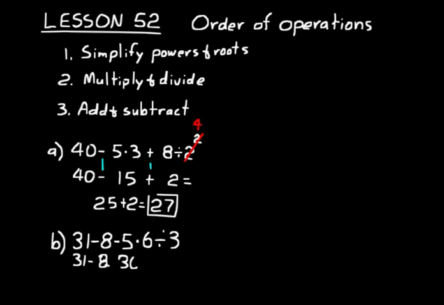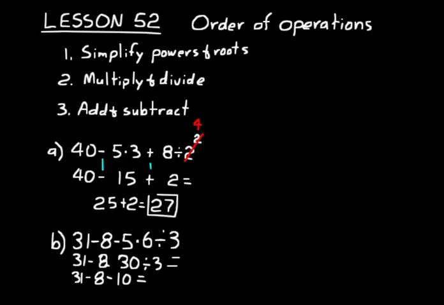That would be 30 divided by 3. Remember, we do multiplication and division left to right. So we did that. 5 times 6 is 30 divided by 3. And so now we'll have to go back and do the division. 31 minus 8 minus 30 divided by 3, which would be 10.